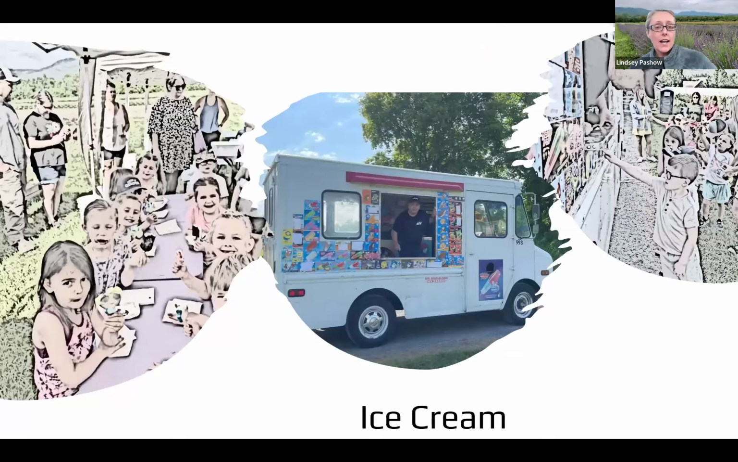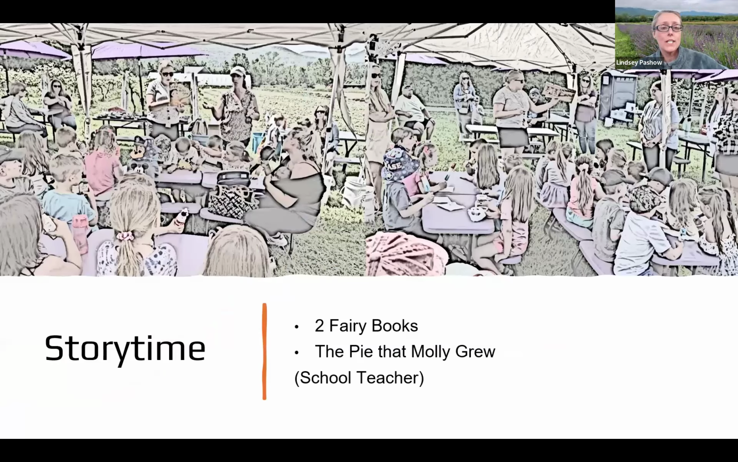We had a little ice cream truck, and that was great because it was very hot that day. All the kids in the class were able to get an ice cream. We did a story time. The two fairy books either talked about how to grow lavender, or about fairies and gnomes. And then The Pie That Molly Grew, that's the one book that I'm glad we really spent a lot of time on.